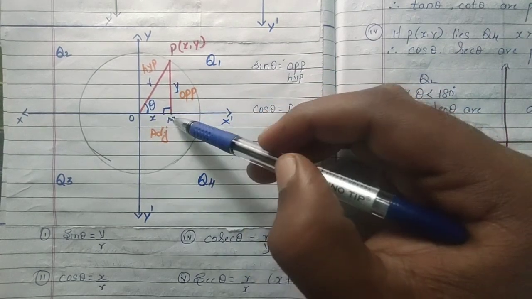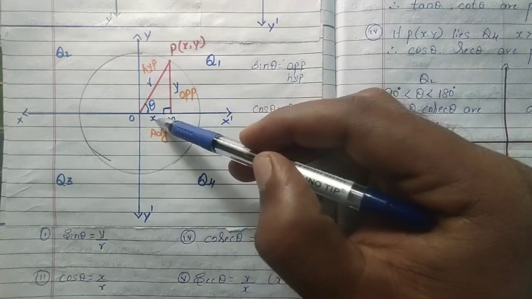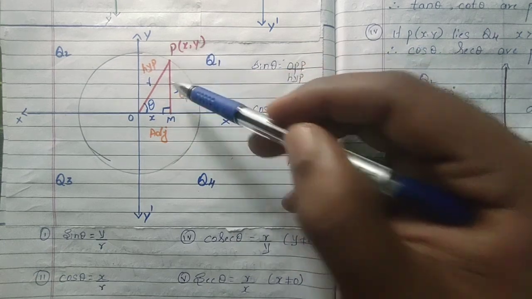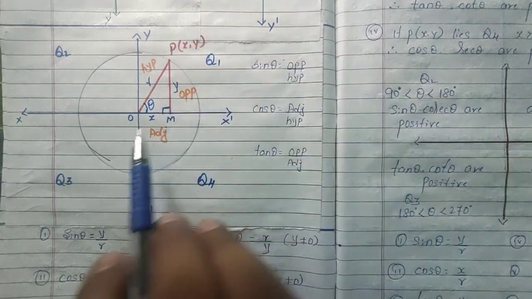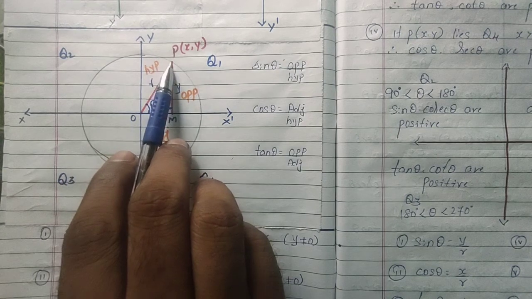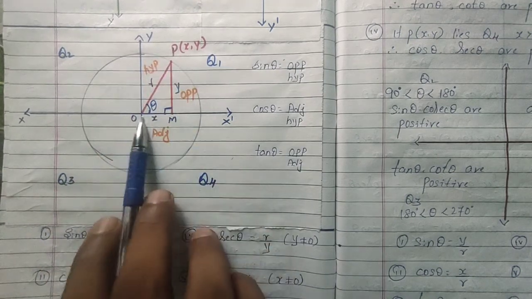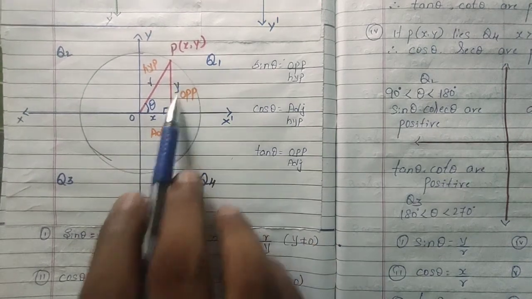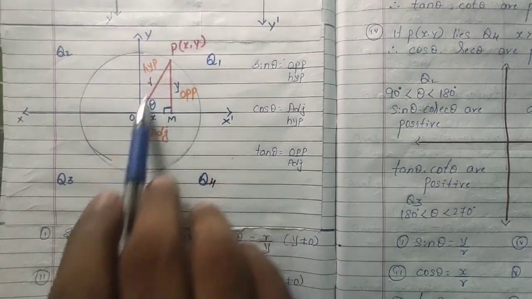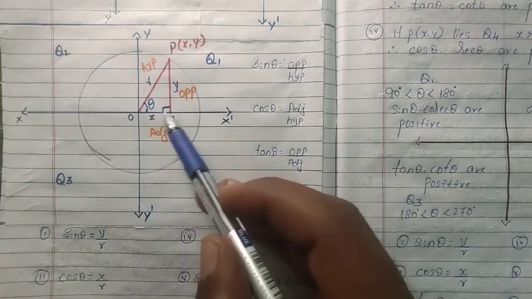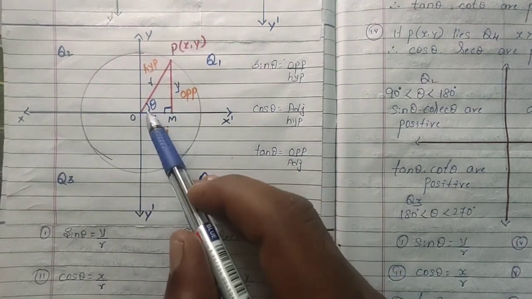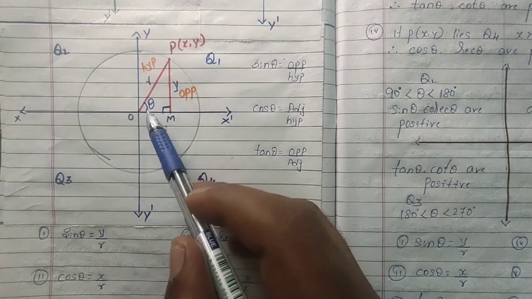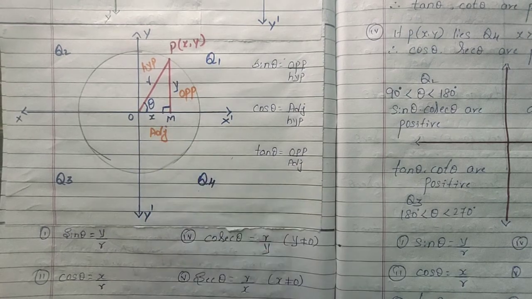Now O to M distance is nothing but x coordinate of this point P, and PM distance is nothing but y coordinate. From y-axis to P, how much distance means x. Then from the point P to x-axis, the distance is y. Now we are getting one right angle triangle. This is 90 degree. Now it is theta. Remember, we are moving anti-clockwise direction, therefore it is positive theta.